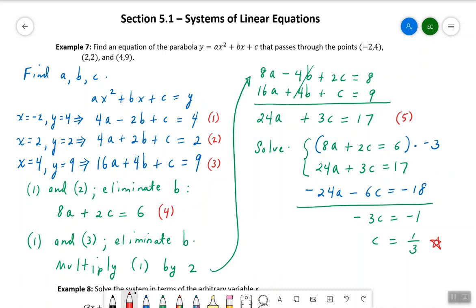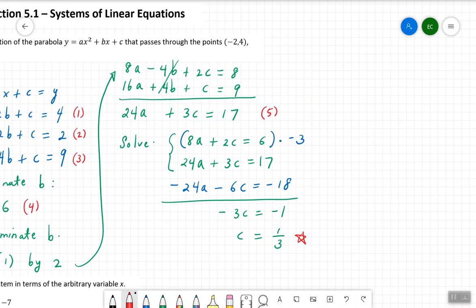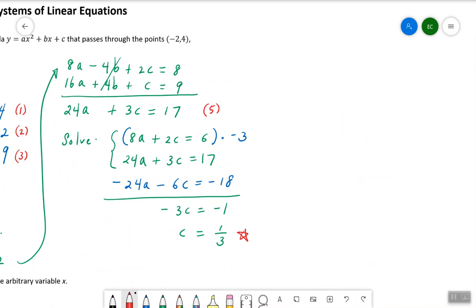So I could go ahead and solve for a now. I can go back to one of the equations I started with. I could go back to 8a plus 2c equals 6, and I can put in 1/3 for c.